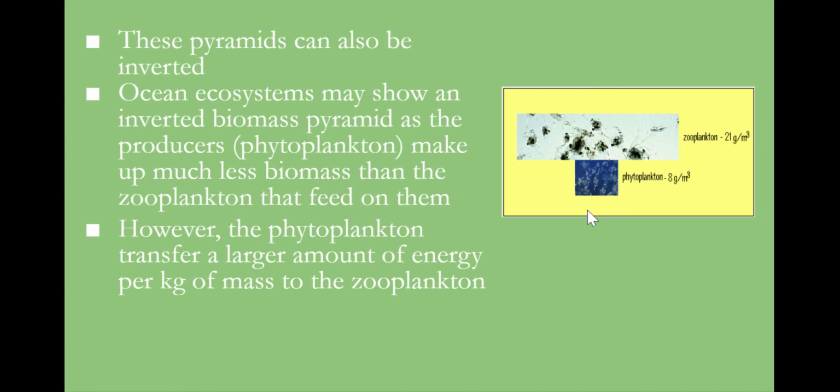Their overall mass is much smaller than what we get from the zooplankton. Even though we could have many, many more of them in the numbers, their mass is much smaller. And so they transfer a larger amount of energy to the zooplankton per kilogram of mass.